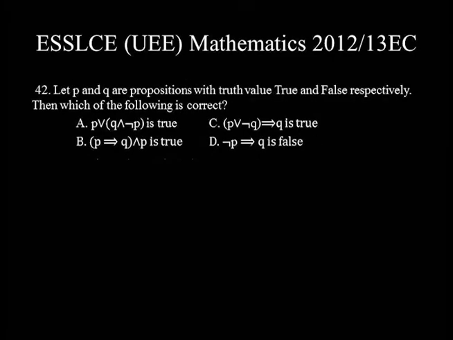Question number 42. Let P and Q are propositions with truth value true and false respectively. Then which of the following is correct?